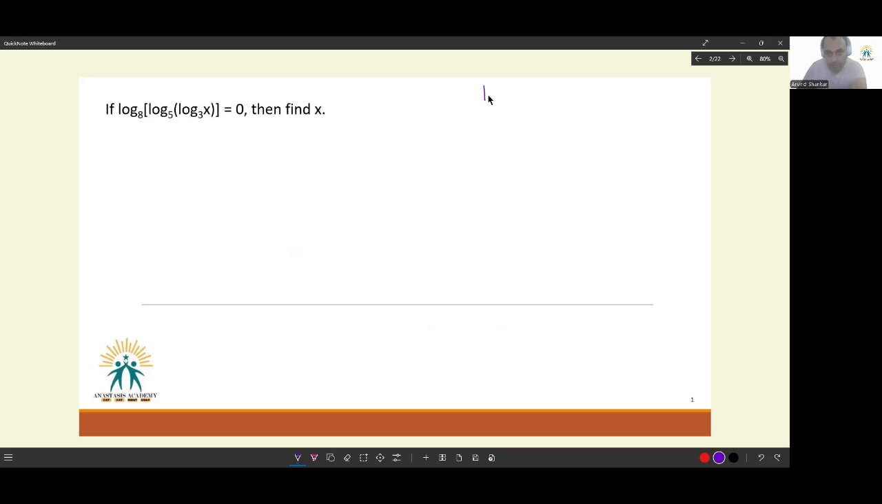Now, for log, definitionally, log b to the base a equal to c. What this means is, this is an alternate representation of indices. A raised to the power c should be equal to b. Just utilizing this insight, 8 raised to the power 0 is 1. So we'll reduce it to 5 raised to the power log 3x is equal to 8 raised to the power 0, which is equal to 1.